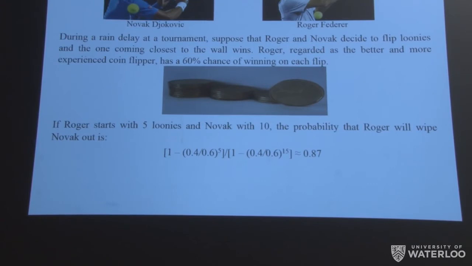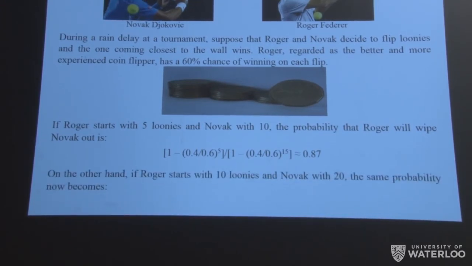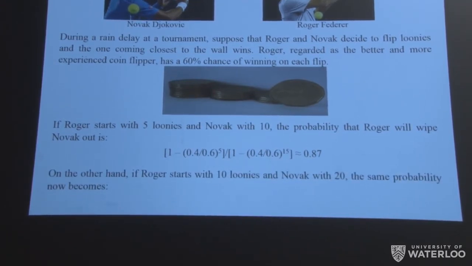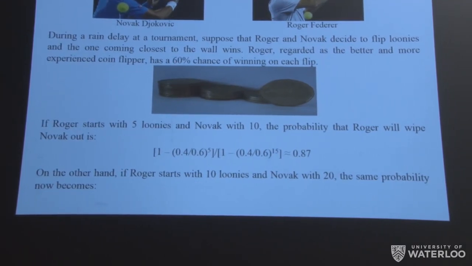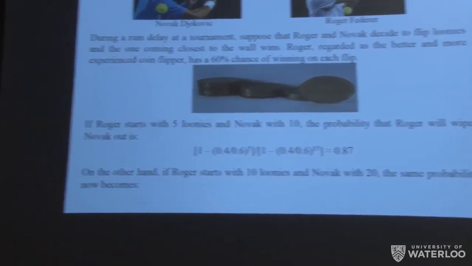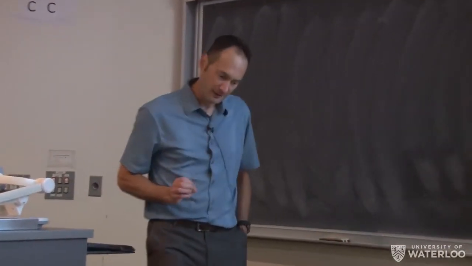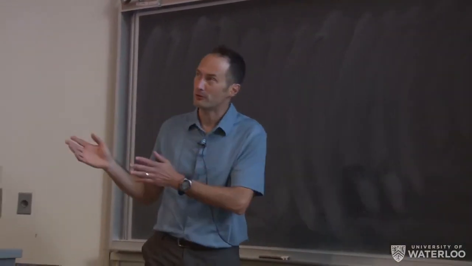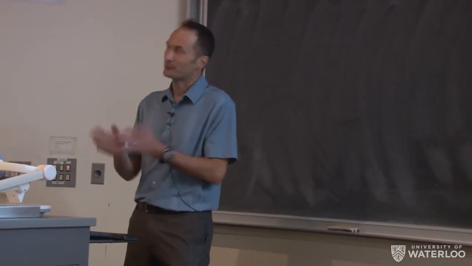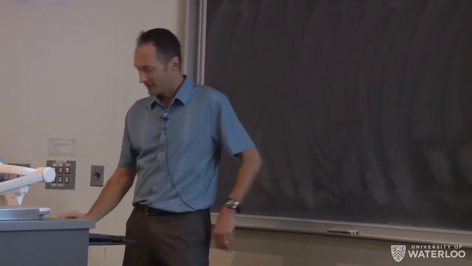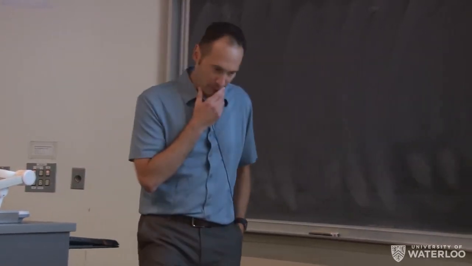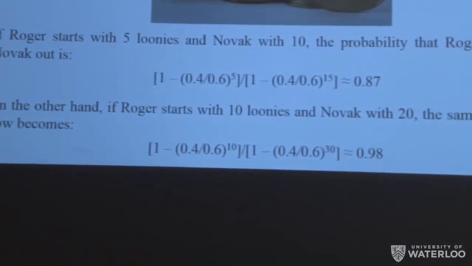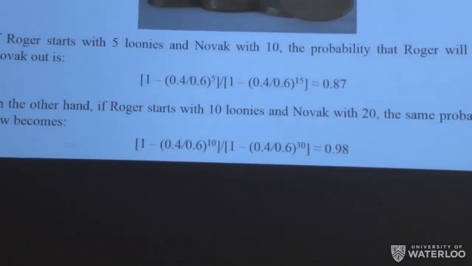Pretty high. So you might think, all right, let's give Novak a better chance. Let's give him a fighting chance. Let's give him double the amount of coins. Let's give him 20. But we don't want to give Roger a poor shake, so we're going to give him double what he had. Let's give him 10. So you might think that Novak's going to have maybe a better chance here because he's got more coins. But at the same time, he has to work harder because now Roger has more coins. And in fact, if you work out the formula here, you find out that there's actually a greater chance that Roger is going to win. There's now almost practically 100% chance that Roger is going to win this game.